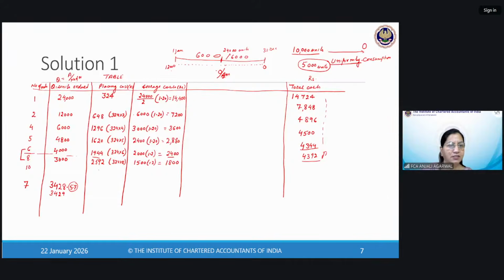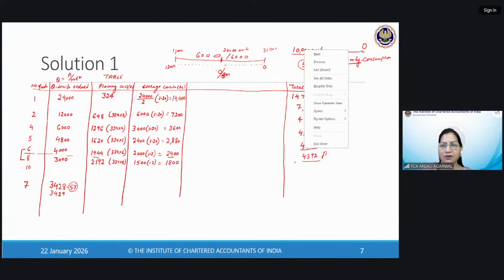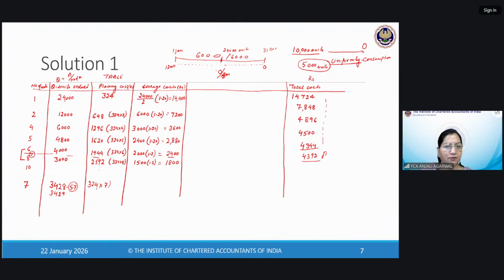Yes, the lowest cost is at how many orders? 6. And then we saw that at 7, 8 orders it has increased. So maybe your answer could also be 7. I had avoided it initially because of the fraction, but maybe 3429 will give you the best answer. So if you are going to place an order for 3429 units, your placing cost would be 324 into 7. 324 into 7 is 2268.